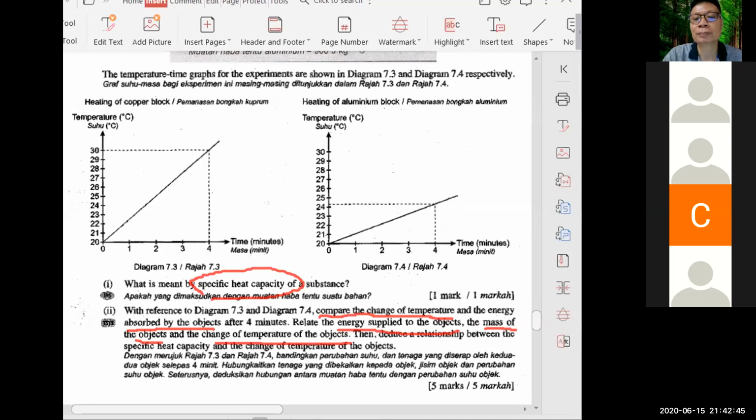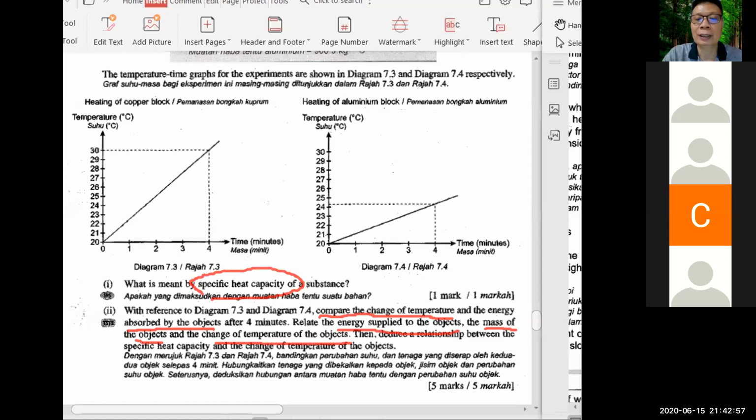Okay, first, specific heat capacity answer, copy down the answer. It is the heat energy needed to raise the temperature of 1 kilogram of substance by 1 degree. This is a very important answer you must learn. Specific heat capacity is the heat energy needed to raise the temperature of 1 kilogram of substance by 1 degree.